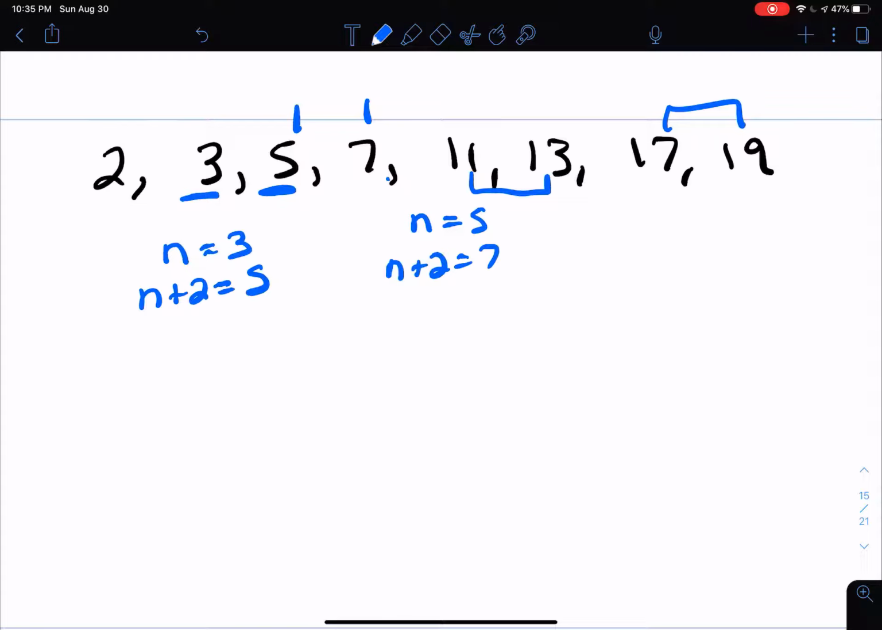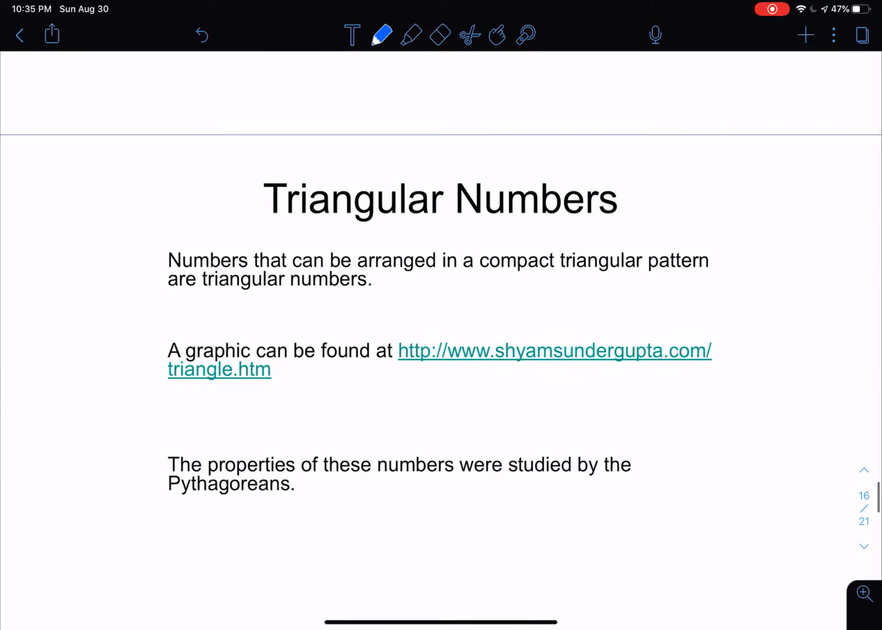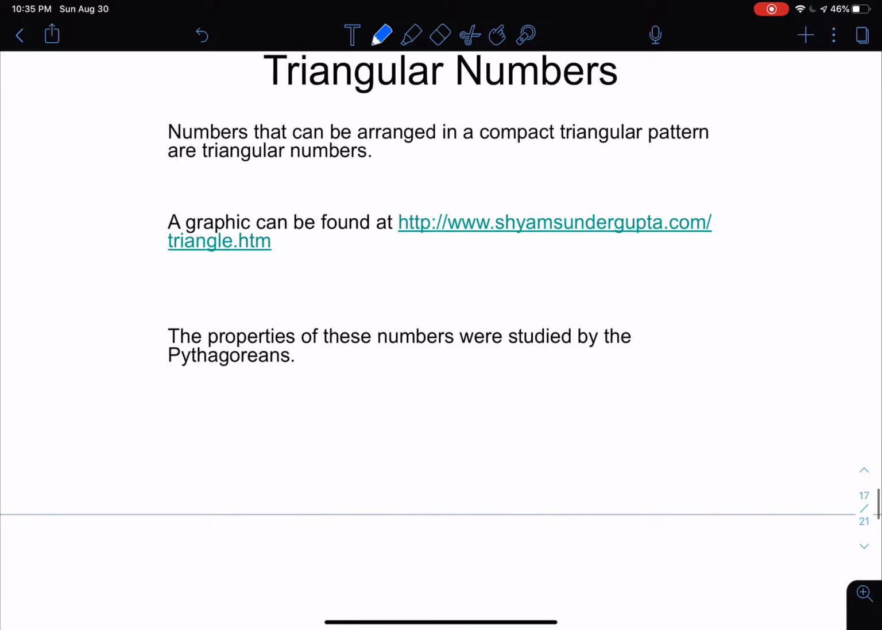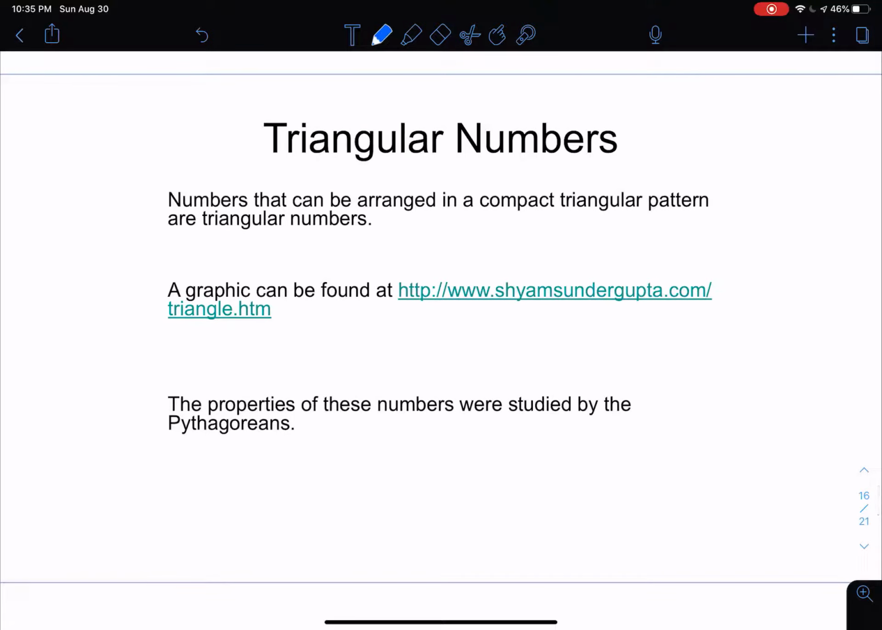Anyways, all right. Triangular numbers. These are fun, especially if you like shapes. Numbers that can be arranged in a compact triangular pattern are triangular numbers. You can find graphics at that link. Check out that link, there's a lot of good information. The properties of these numbers were studied by the Pythagoreans. You've probably heard of the Pythagorean theorem, a squared plus b squared equals c squared for right triangles. The Pythagoreans were a group of scholars under Pythagoras, but they studied these triangular numbers extensively.